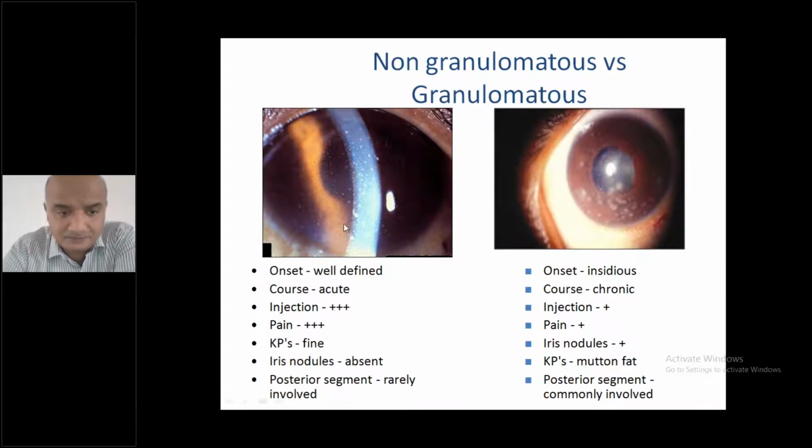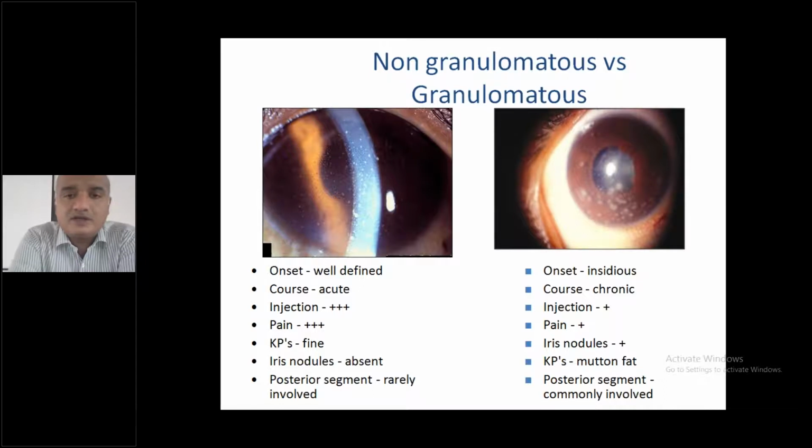When it comes to non-granulomatous uveitis, the onset is well defined, which means a short history will usually be present. It is acute in course. Injection is very severe, meaning severe redness is present. Pain is very high. KPs are very fine, small KPs will be present, and iris nodules are absent. The posterior segment is rarely involved. That means the inflammation is limited to the anterior segment only, that is in front of the iris and in the anterior chamber only.